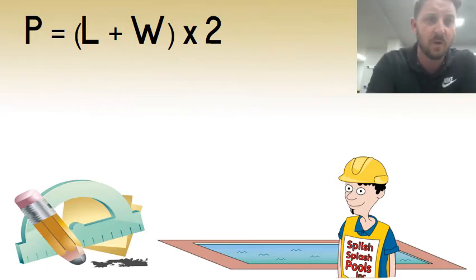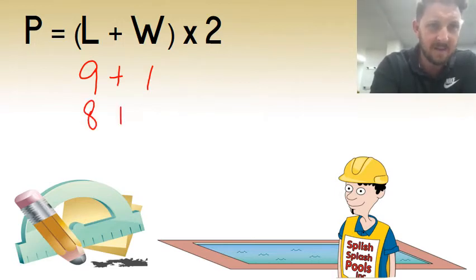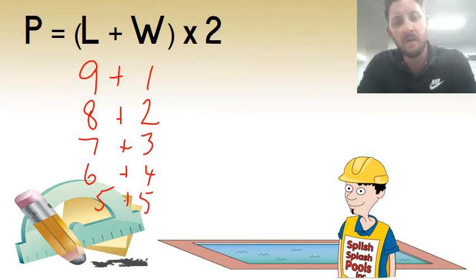Let's see what we can make up to make 10 between our length and our width. We could do a 9 and 1, an 8 and 2, a 7 and 3, a 6 and 4. We could even do a 5 and 5 pool. So there are 5 pools.